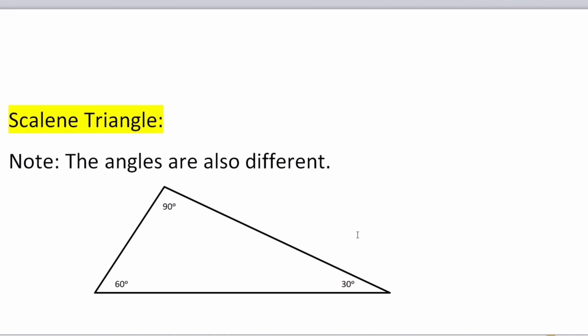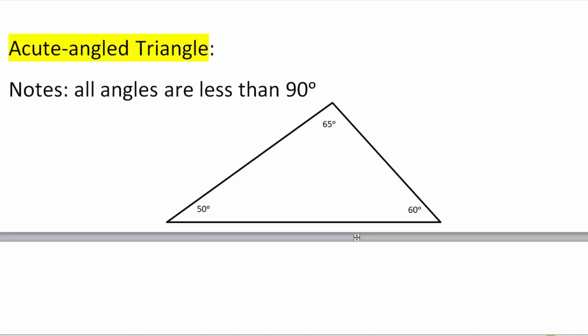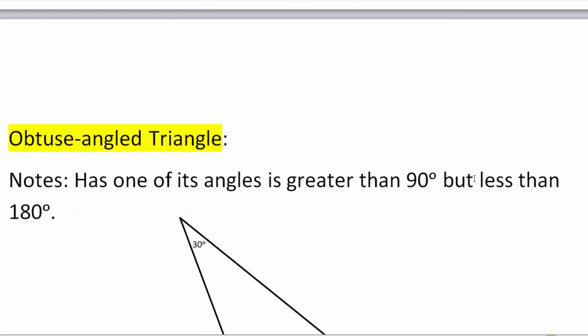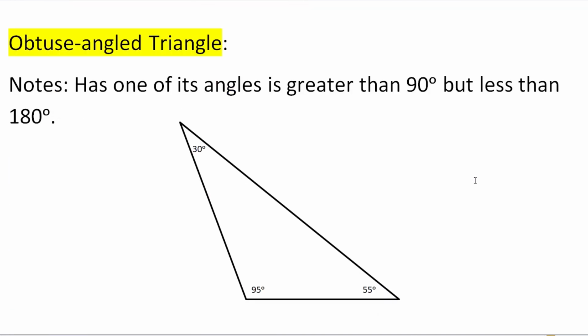An acute-angled triangle has all its angles acute. That is, all the angles found in this triangle are less than 90 degrees, but they all totally sum up to 180 degrees. An obtuse-angled triangle has one obtuse angle, that is, more than 90 degrees, but less than 180 degrees.